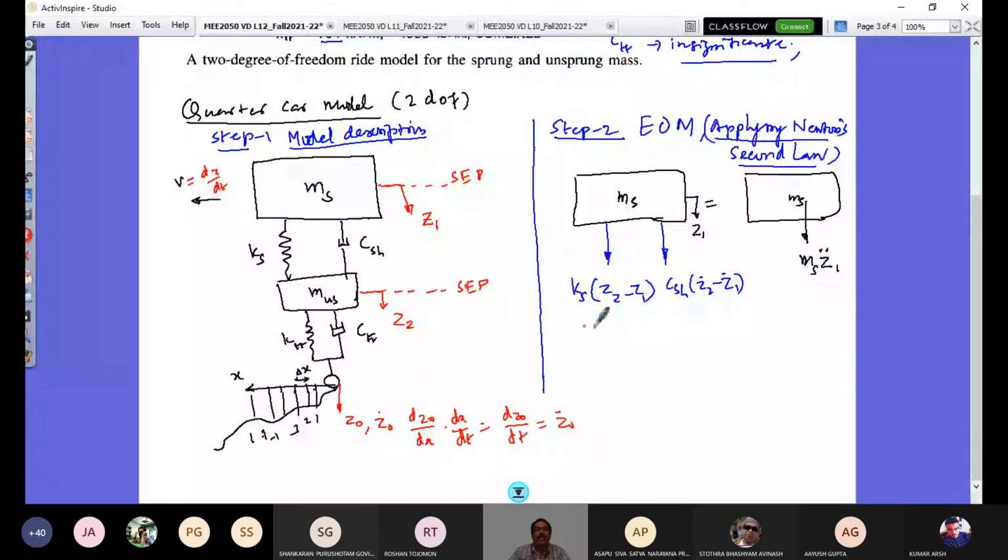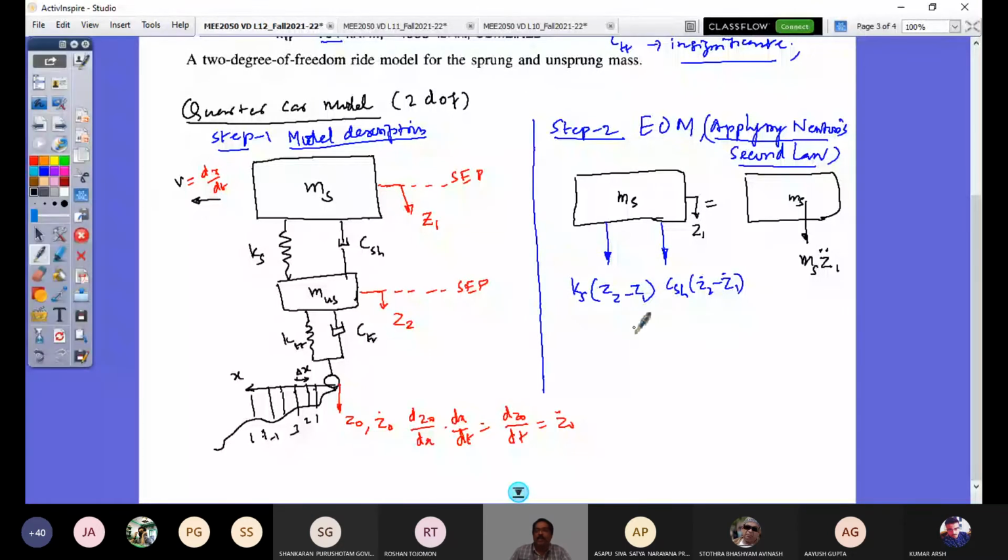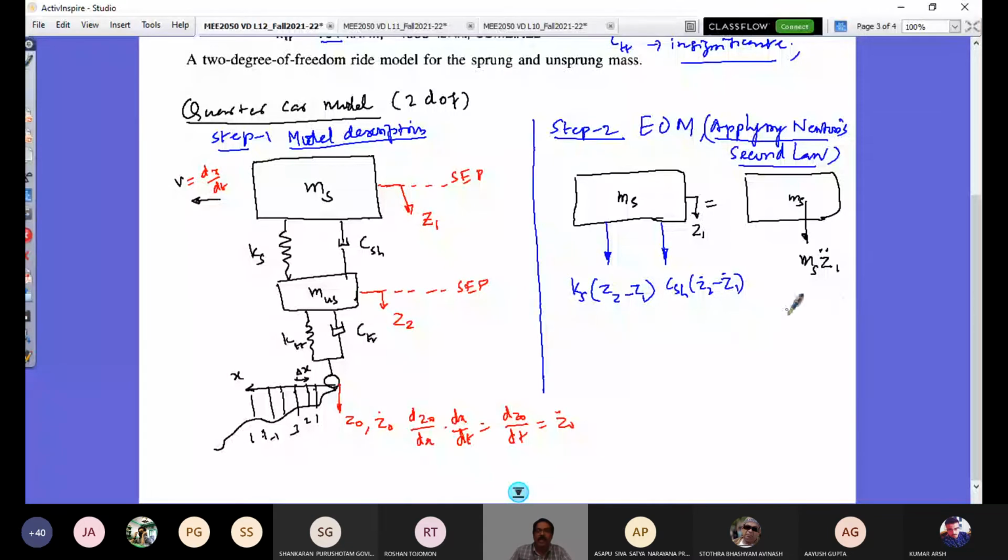So this would give me the two equations. What are those equations? So all three are down, so this is equal to this. So I would have my equation MS Z1 double dot, and I bring this on the other side. So it's going to be CSH into Z1 dot minus Z2 dot. Look at this swap because I take it on the other side, plus KS into Z1 minus Z2. That's all equal to 0. I take these two forces on the other side, so this side is 0. This is my equation 1. That's the first governing equation of this quarter car model for sprung mass.